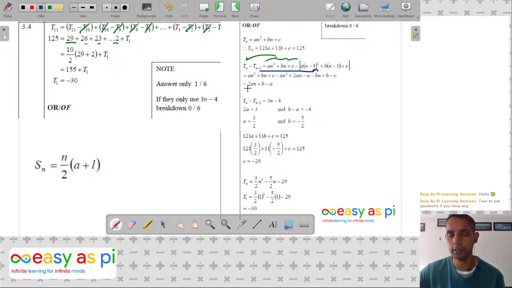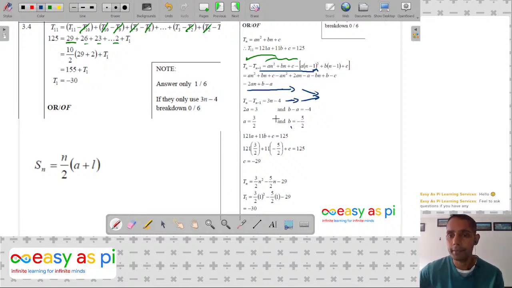If I do it correctly, I get 2an plus b minus a. But I also know that the first difference is 3n minus 4, and these must be the same. So what I can do is match what I have here. In this case, I get 2a, that's the coefficient of n here, and that's the coefficient of n here. So 2a is equal to 3, so a is equal to 3 over 2, and then b minus a is equal to 4. I know a is 3 over 2, so I then get b is equal to minus 5 over 2.